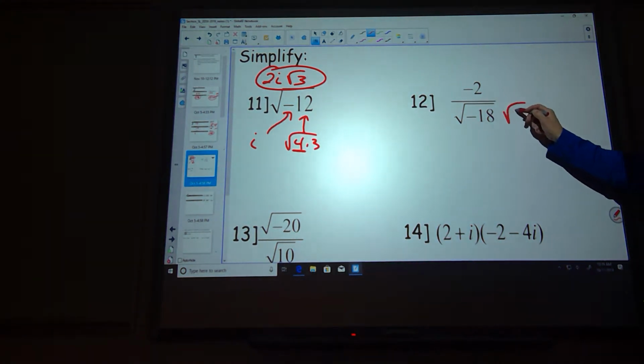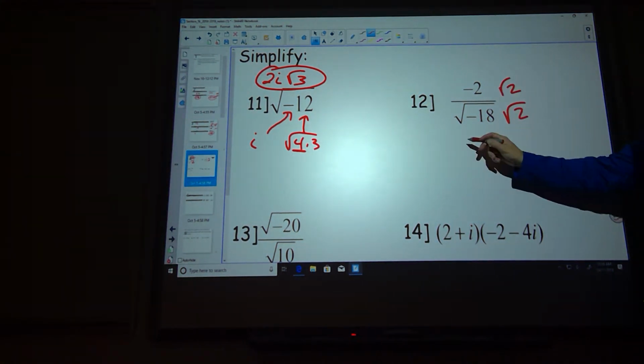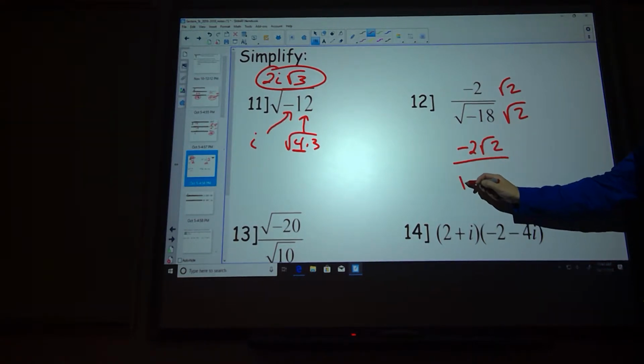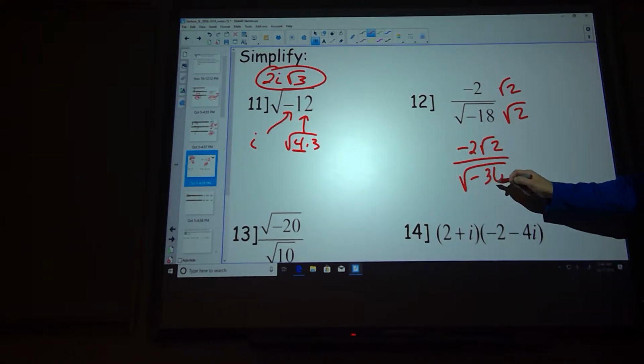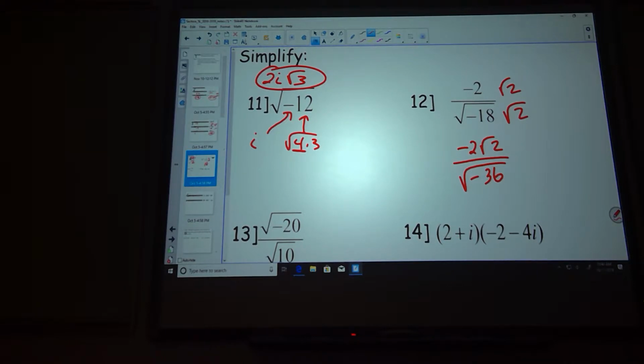Okay, I do have a negative down here, but I don't want to mess with it yet. So I'm going to multiply both top and bottom by root 2 and root 2. So that's actually giving me on top 2 root 2. On bottom, I get negative 36. Is that okay? Yeah, but what's the square root of 36? 6. What's the square root of negative 36? 6i.